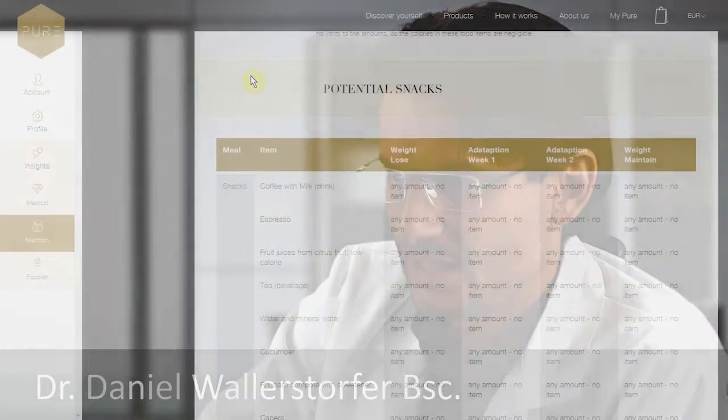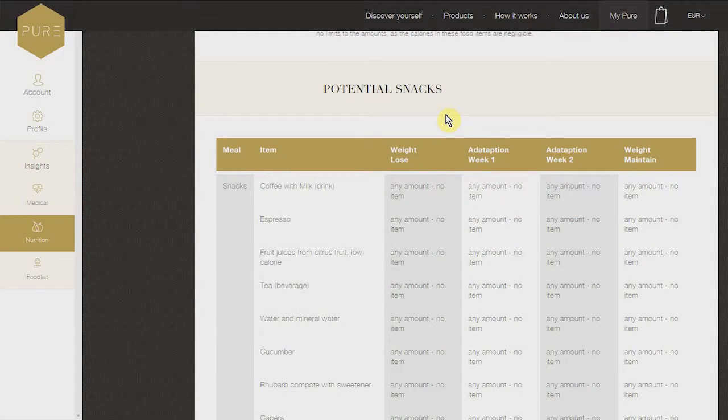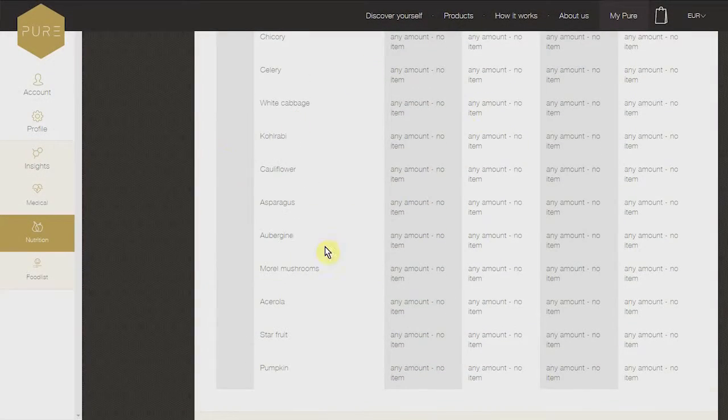Now down here at the bottom there are potential snacks. So whenever you've eaten your daily menu and you realize you're still hungry, there is a possibility for you to just choose any one of these snacks down here. You can choose to eat any amount of them because they are very low in calories, and you can just eat as much of it as you want. So there's really no excuse to be hungry, because you can always eat as many of these snacks and mix them into your meals as much as you want to. Now this is a very easy way of changing your nutrition.